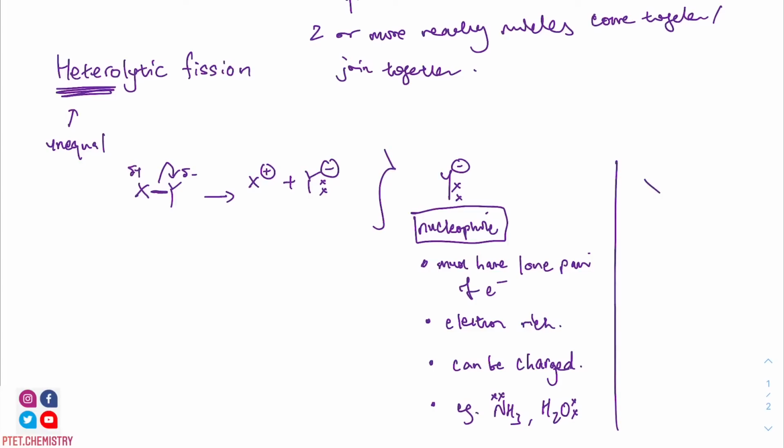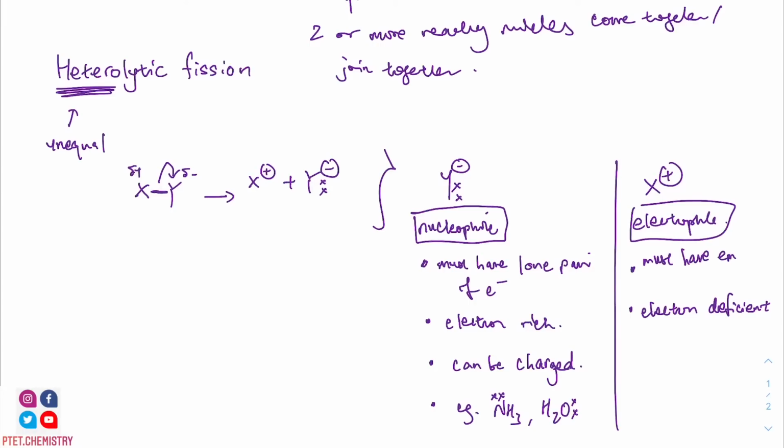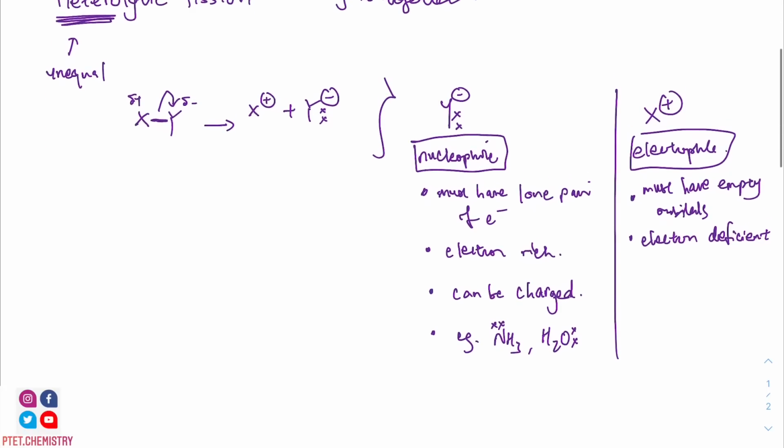On the other hand, things like H plus would be the electrophile because it is electron deficient. The opposite of electron rich is electron deficient, or you can say poor in electrons. It must have empty orbitals for the electrons from the nucleophile to attack. I've given it away already, that's actually the next point I was going to cover. Okay, it can be positively charged, while the nucleophile can be negatively charged.